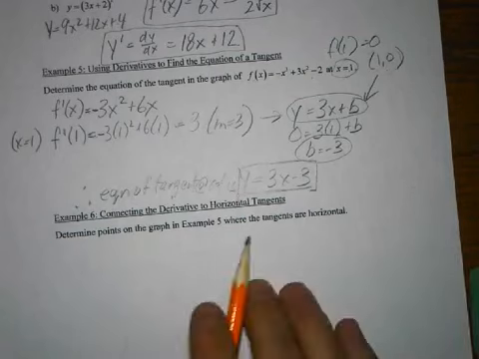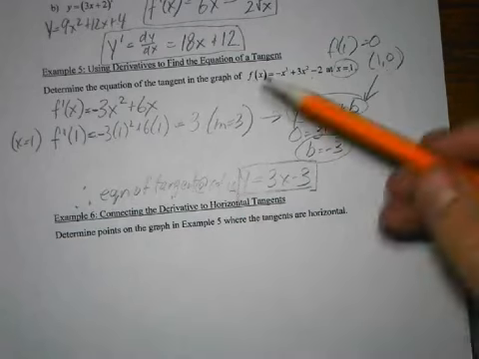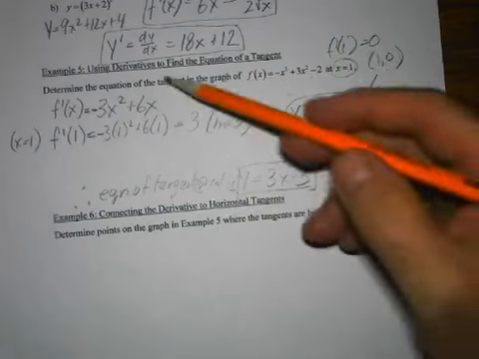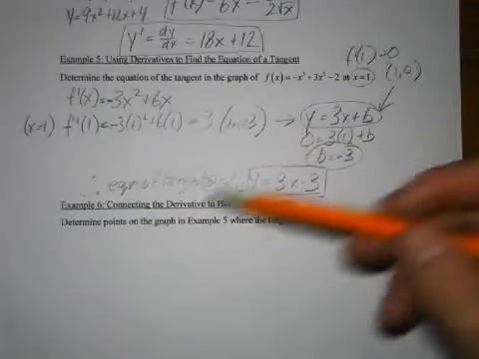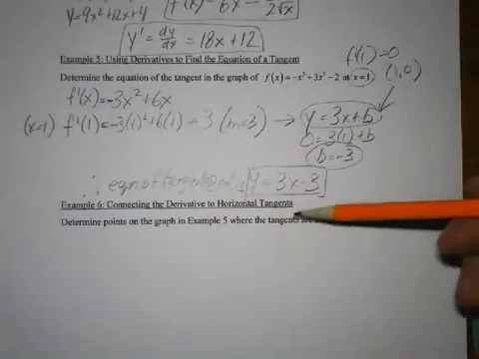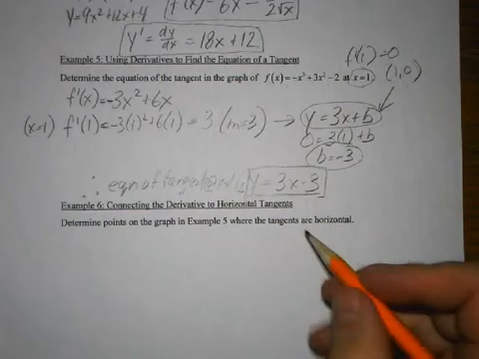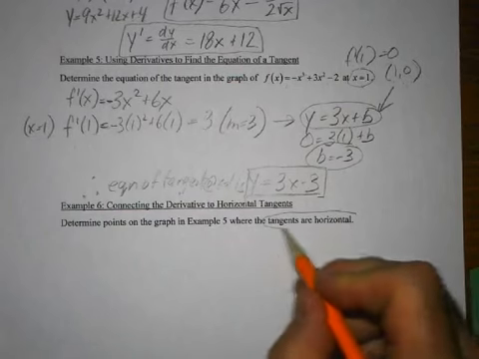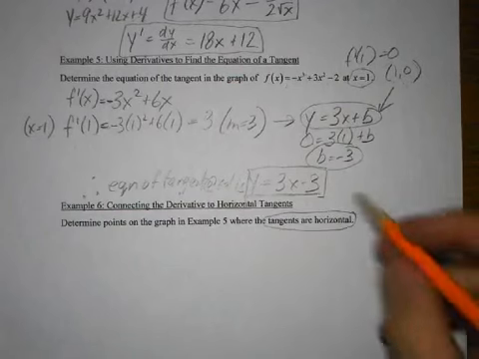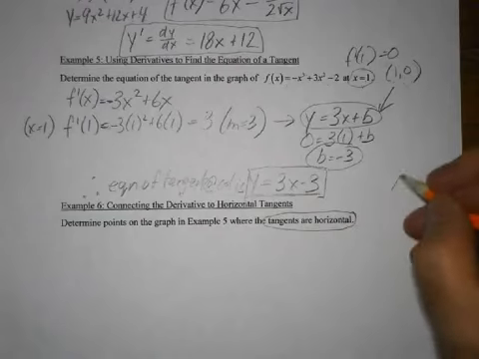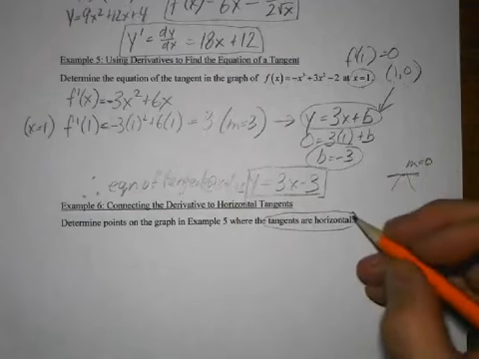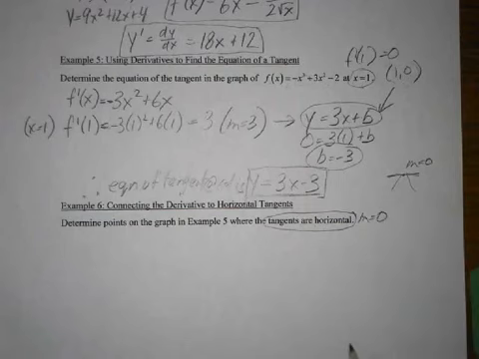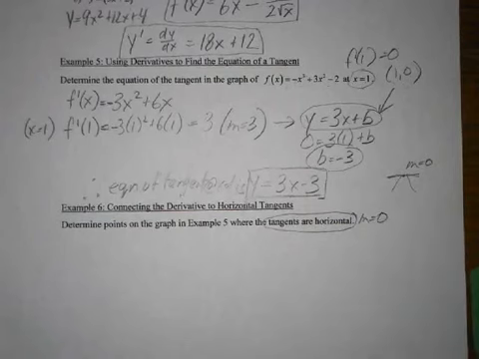Here's a slightly different one. Determine points on the graph from the graph in example 5. So it's using this function f of x up here. Find the points where the tangents are horizontal. So when the tangent is horizontal, you have to interpret what that means. That means you have something like this. Tangents are horizontal means the slope is 0. Okay, so that's important. Now, if the slope is 0, that means the derivative is 0.